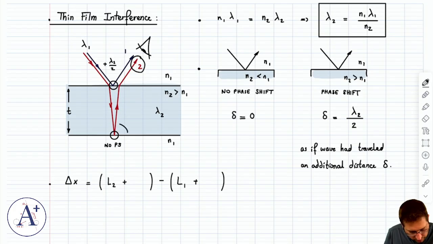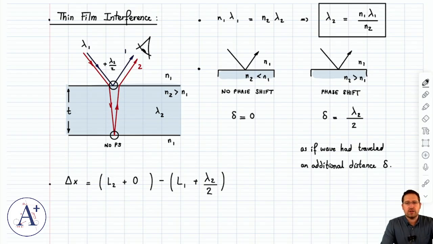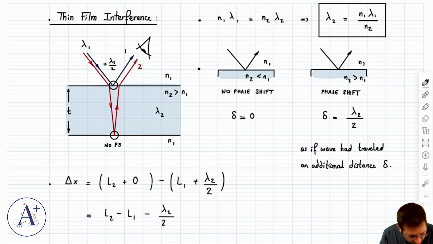Okay, so ray number 2 undergoes 1 reflection. There is no phase shift here, so I'm just going to write 0 here. However, ray number 1 undergoes a phase shift during its reflection, meaning that it is as if ray number 1 had traveled an additional distance, lambda 2 over 2. So I'm going to add that to L1. Okay, so it's not actually the case that L1 is longer by that amount. It is as if it were because of the phase shift. Okay, and so then this is going to be L2 minus L1 minus lambda 2 over 2.